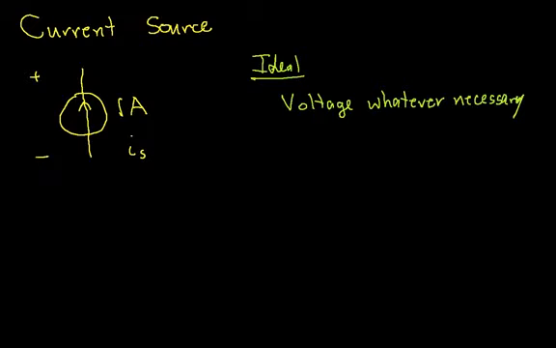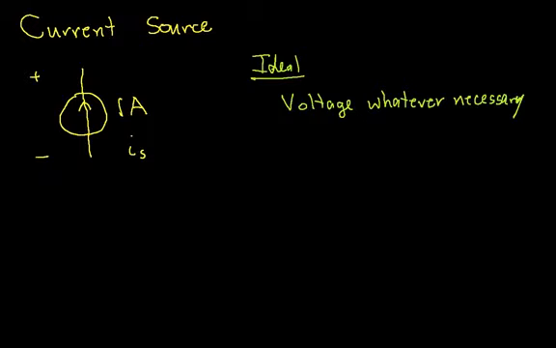Examples of real current sources are much less common than real voltage sources. In my experience, they typically tend to be used in the design of transistor circuits, where you need to have a constant current in order to make a transistor do something.